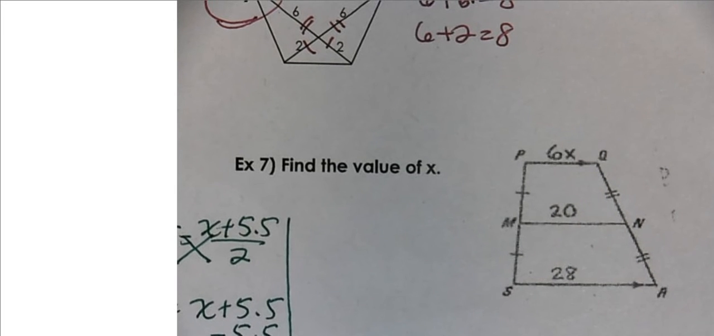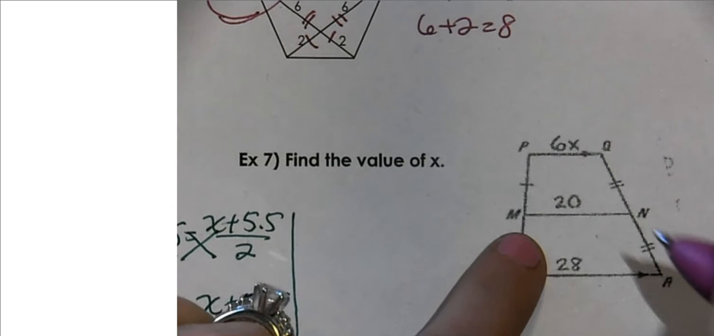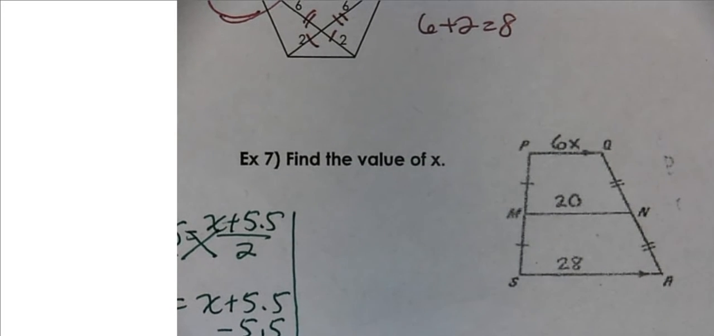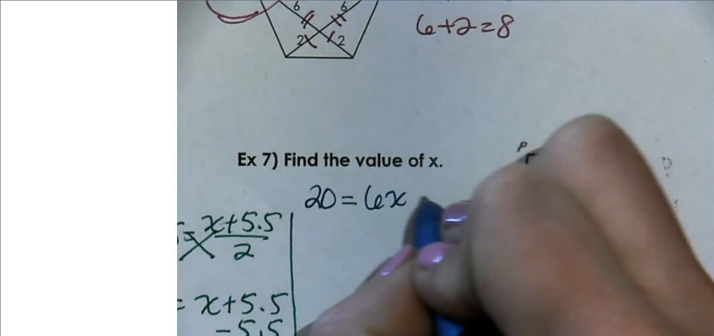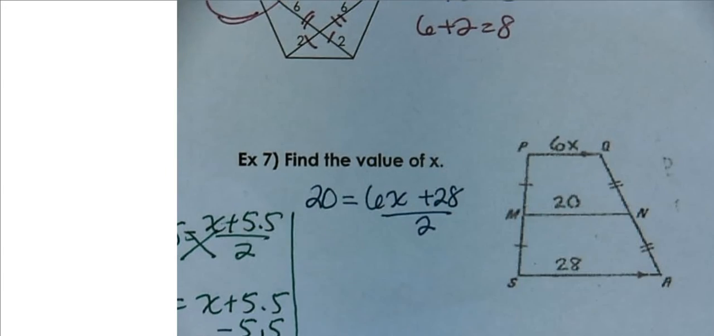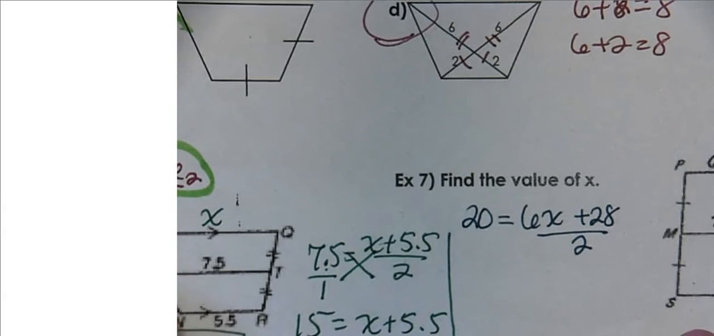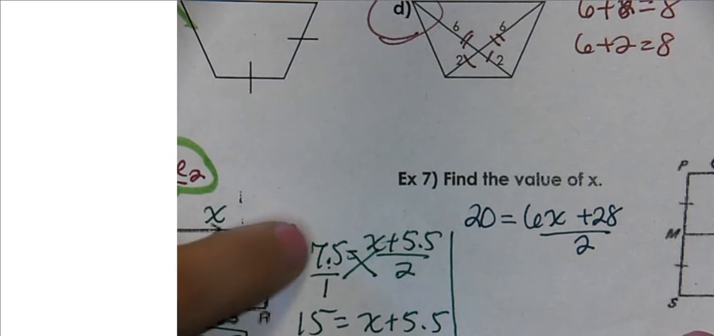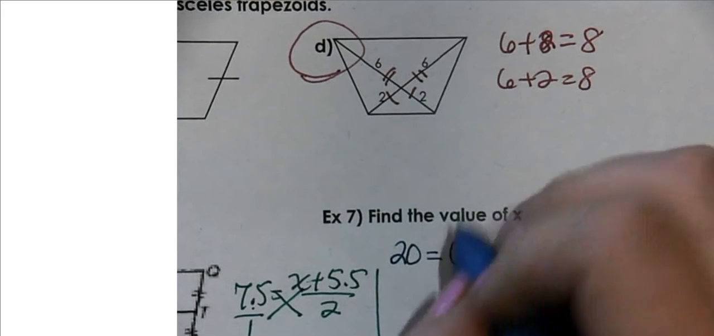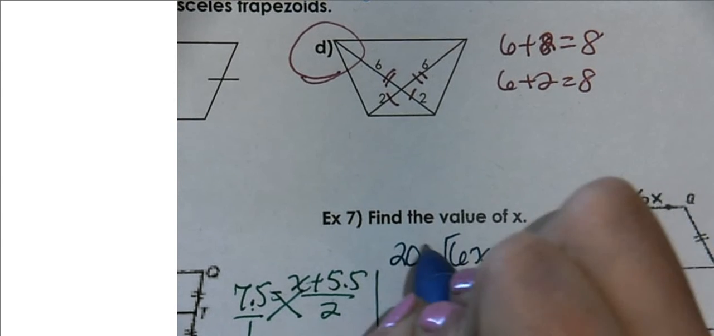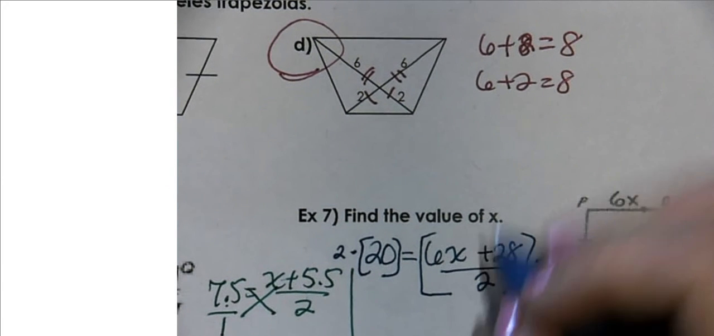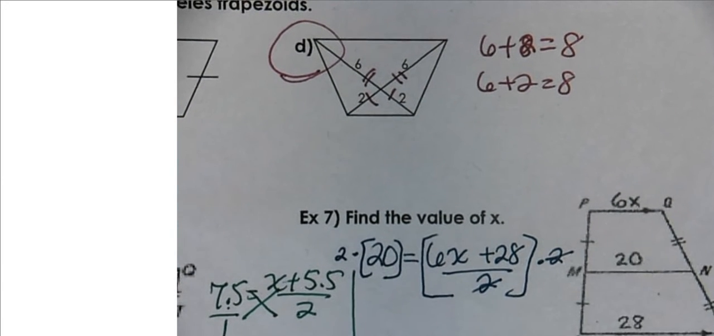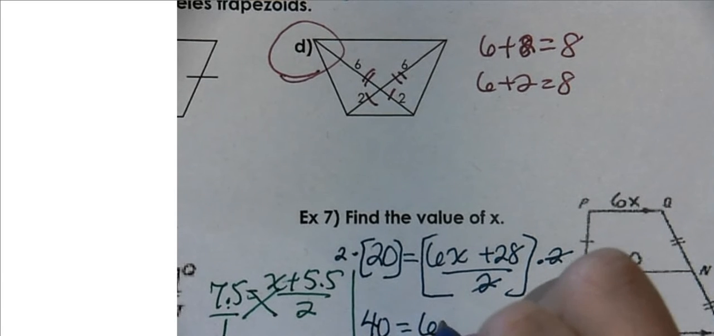Finally, we have example number 7. And in example number 7, we want to find the value of x. So I'm going to be working with that mid-segment theorem again. So I'm going to write 20 equals 6x plus 28 divided by 2. And I'm going to show you another way. So in the previous problem, I showed you using cross product. This way, I'm going to instead multiply both sides by 2. And that's going to undo the division of 2. So the division of 2 eliminates the multiplication of 2, leaving us with 40 equals 6x plus 28.